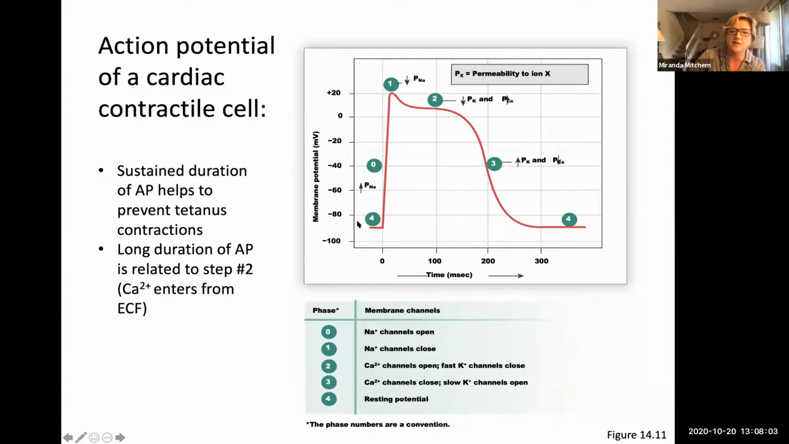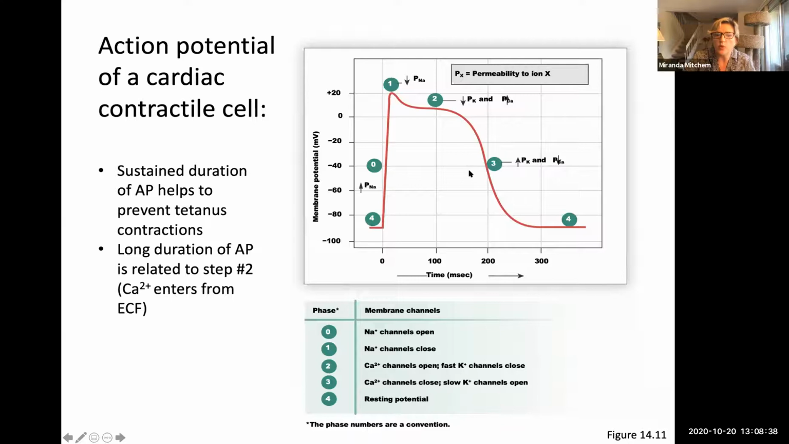-90 thereabouts. So we have the opening of the sodium channel, which leads to the rapid depolarization, bringing us up to 0.1. The sodium channels close. And now what's happening in plateau 2 is the calcium channels open, and some of our potassium channels, the ones that move it through fastly, they're closing. So that gives this plateau.